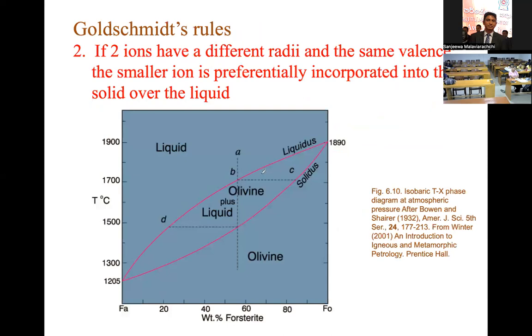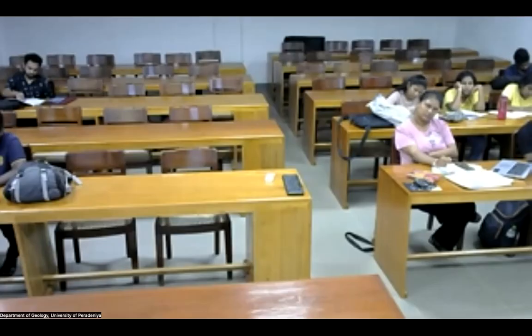And the second one is if we have two ions with different radii but the same valency. Size is different now, but the charge is the same. So there are two separate types of ions there. In that case, what happens?